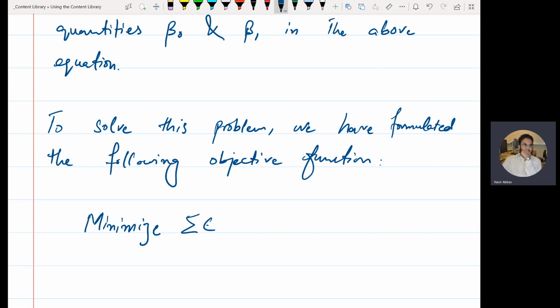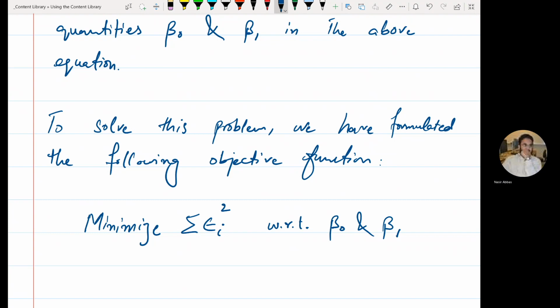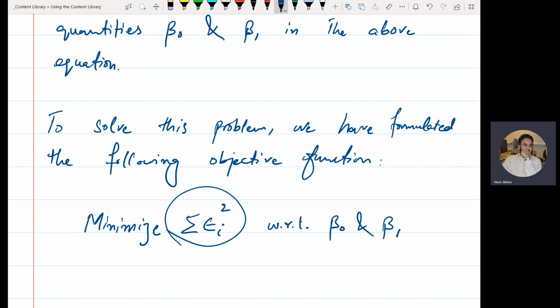Minimize a summation of epsilon i square with respect to beta naught and beta 1. This is the objective function. You need to minimize this function such that the function is minimized. You need to get to those values of beta naught and beta 1 that minimize this function. So how do we minimize?